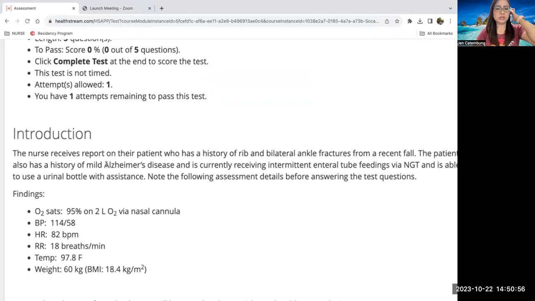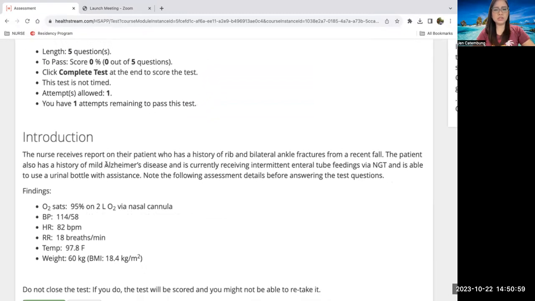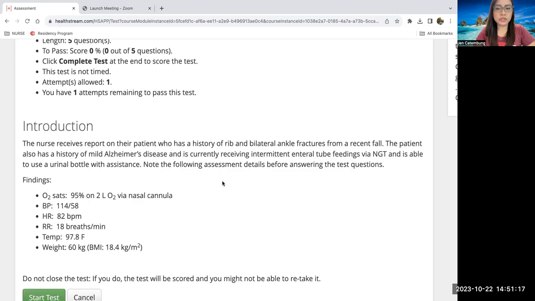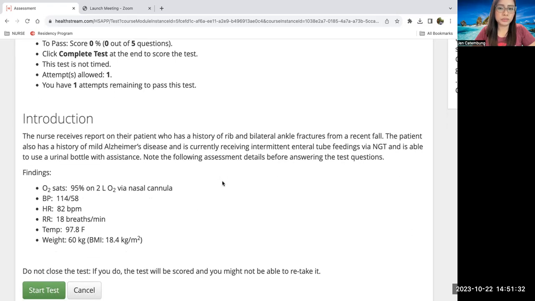Introduction. The nurse receives report on their patient who has a history of rib and bilateral ankle fractures from a recent fall. The patient also has a history of mild Alzheimer's disease and is currently receiving intermittent enteral tube feedings via NGT and is able to use a urinal bottle with assistance. Know the following assessment details before answering the test questions.